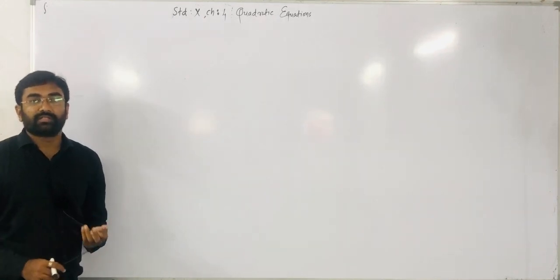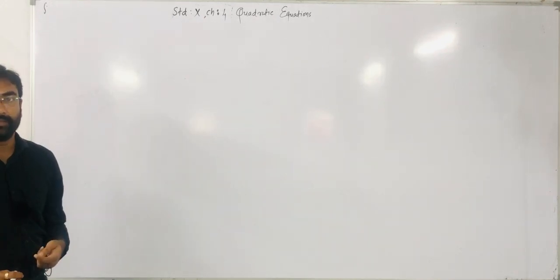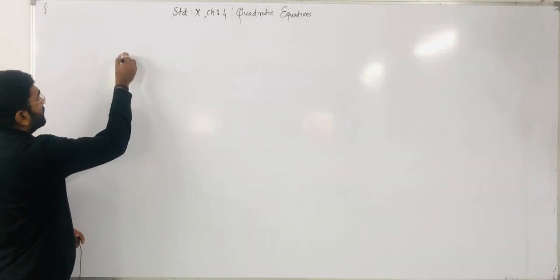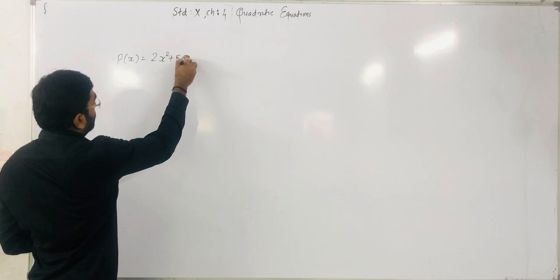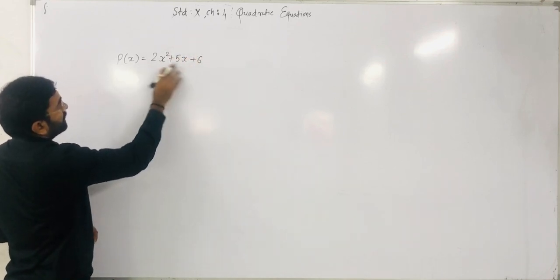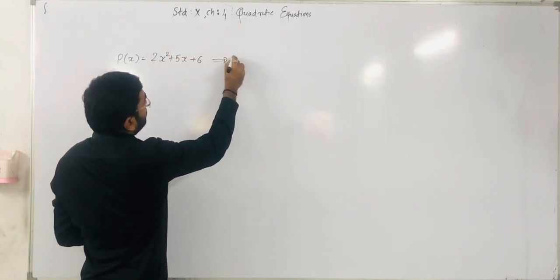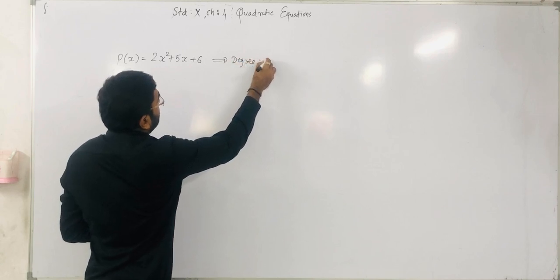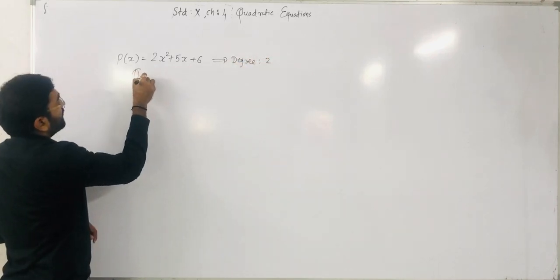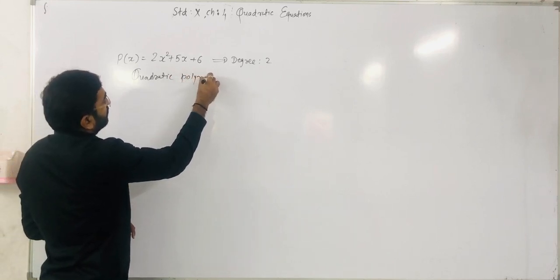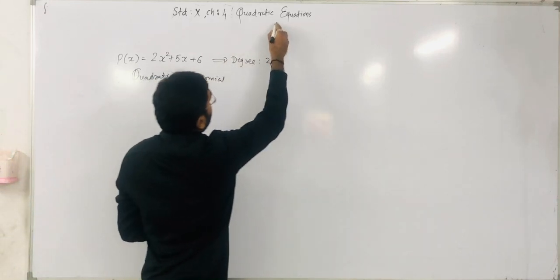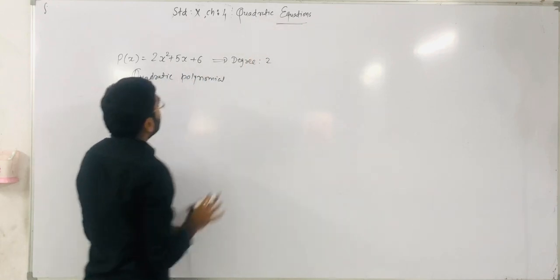We already studied quadratic polynomials in chapter number 2. In a polynomial, if the degree of the polynomial is 2, then we can say that polynomial is a quadratic polynomial. Right? In chapter number 2 we defined that. But right now we have to define the quadratic equation.